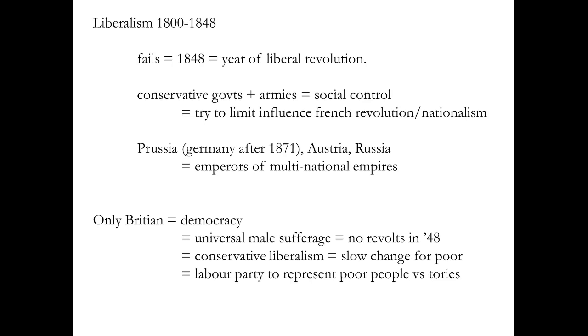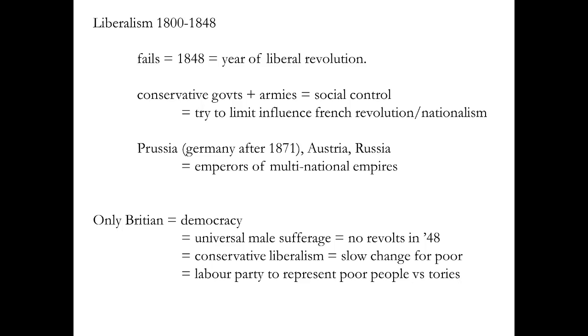So, to sum up, liberalism from 1800 to 1848. It fails. 1848 is the year of the liberal revolution. It fails everywhere. Liberalism failed. France goes from a king to a democracy to a republic to an emperor back to a king. And then back to a republic in the 30s, and then back to another emperor.